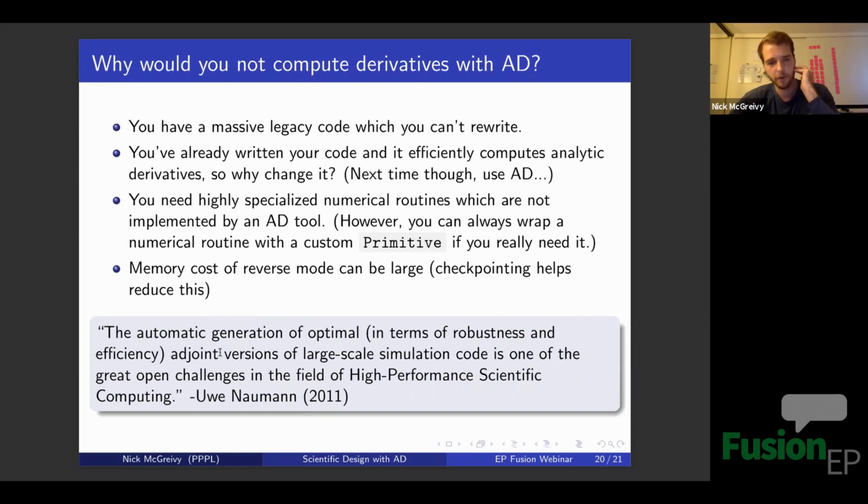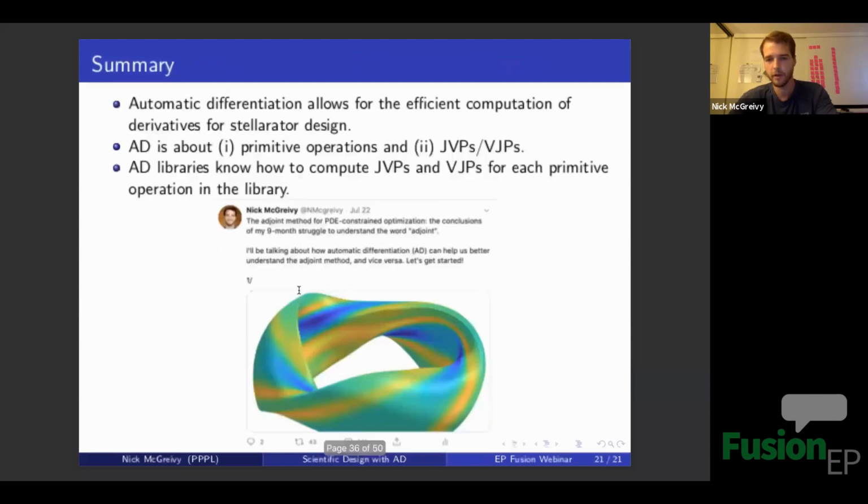And then there's this quote by Uwe, which I like. He says, "The automatic generation of optimal adjoint versions of large-scale simulation code is one of the great open challenges in the field of high-performance scientific computing." So with that, I'll say that that's the end of my talk, and you can read more about the adjoint method in AD on this tweet, which I think I've pinned to my screen. So with that, I'll take questions.